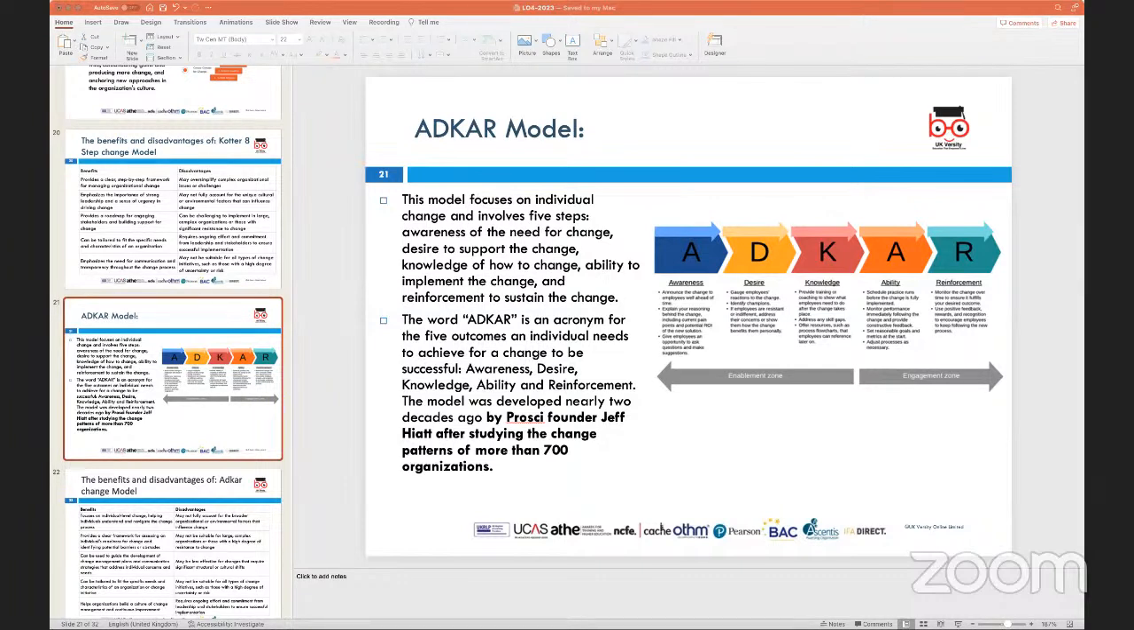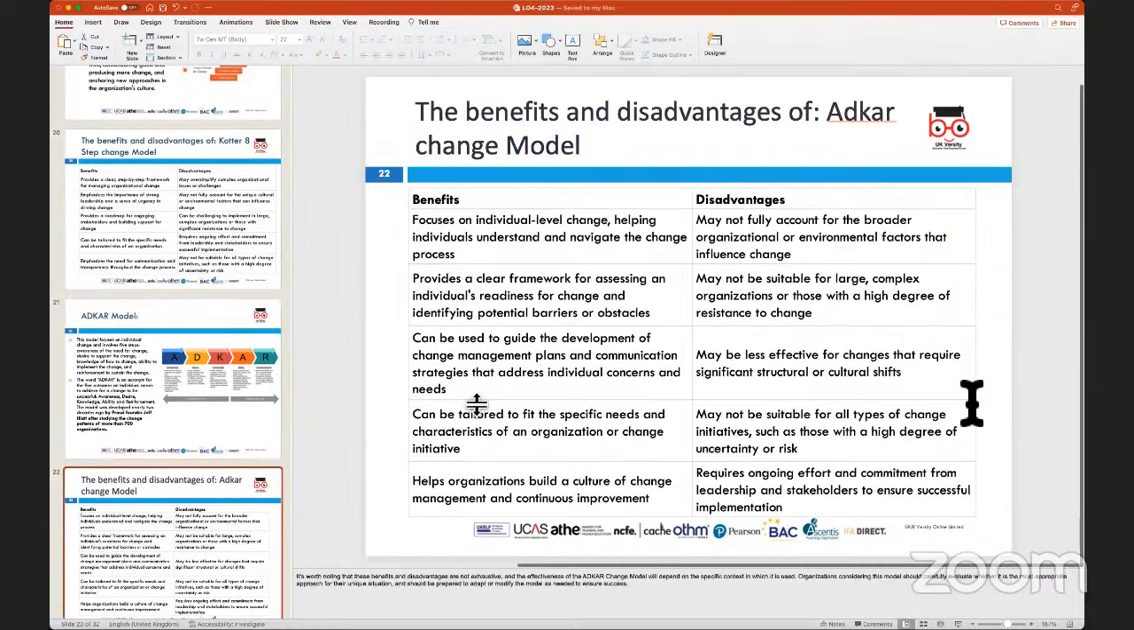And he devised these 5 drivers as ADKAR, which is the acronym. So A for awareness, D for desire, K for knowledge, A again for ability, and R for reinforcement. Each of these drivers essentially has and shows some characteristics, so it has some benefits and, let's say, disadvantages. The benefits tend to be that the model is very clear and structured in terms of how to manage change within the organization.